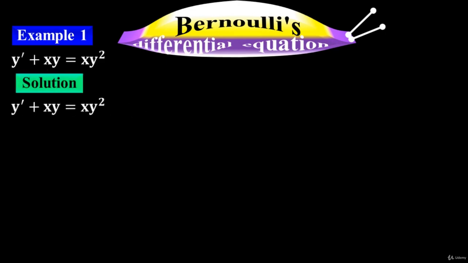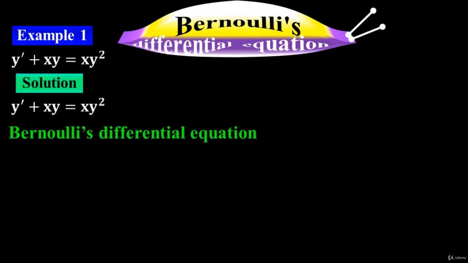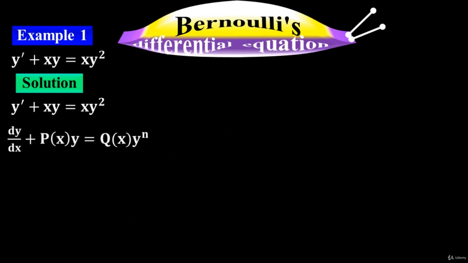Let me do some tutorials to solve Bernoulli's differential equation. Example number 1. y prime plus x times y equals x times y to the 2. Solution. It's a perfect Bernoulli's differential equation. Compare it with the standard formula.